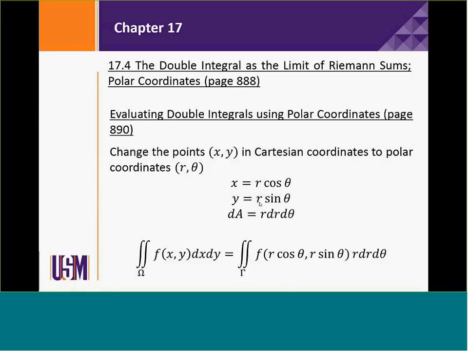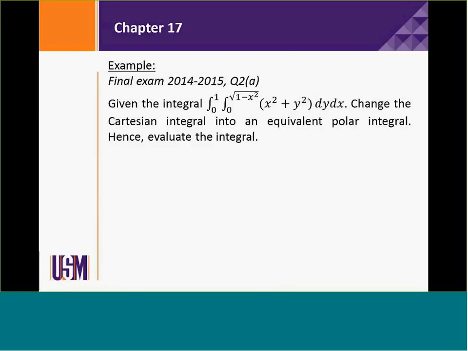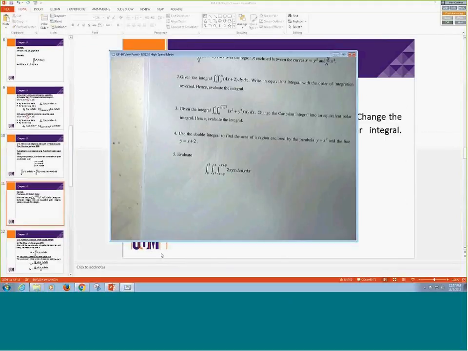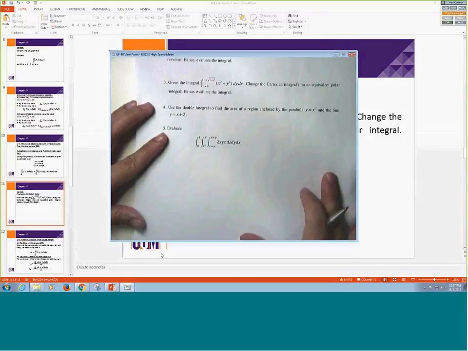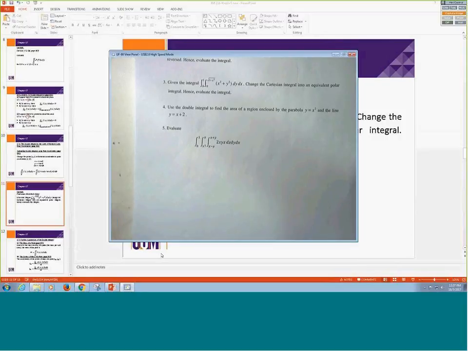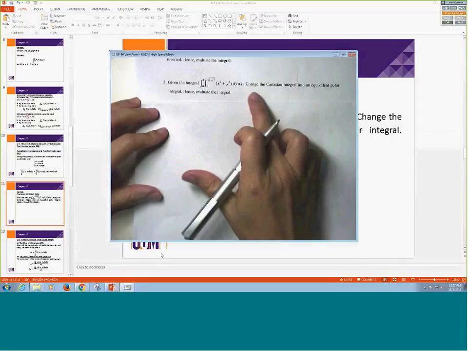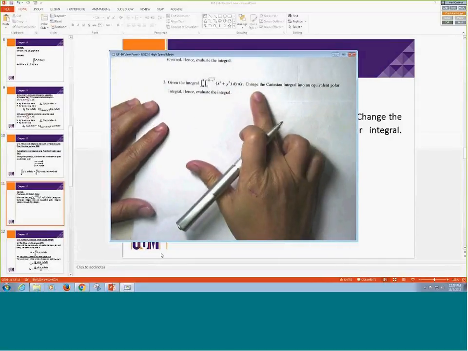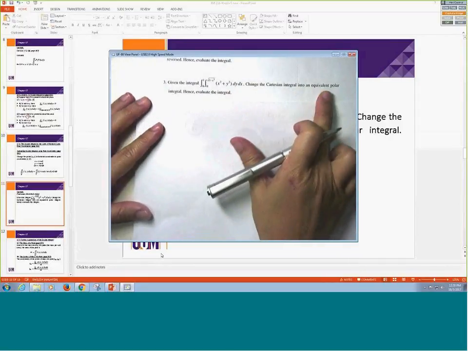So let's look at the question. The final exam 2014-2015 question 2A. I copied it into your tutorial questions, tutorial 7, question 3. Given the integral, and this integral is in Cartesian coordinates, we would like to change the Cartesian integral into an equivalent polar integral, hence evaluate the integral.